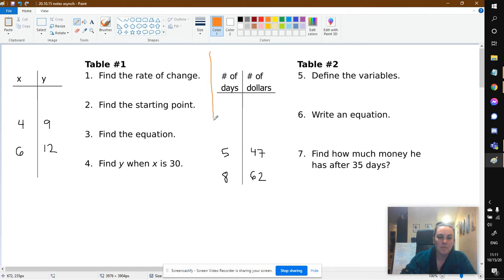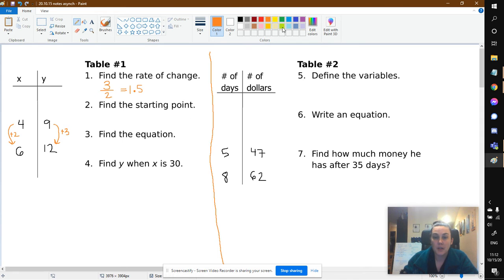So for my table 1, I've got these numbers. Find the rate of change, find the starting point, find the equation, and find y when x is 30. Here's how I would do it. The rate of change, I'm going to say I went from 4 to 6, which was plus 2. I went from 9 to 12, which was plus 3. So my rate of change is always the change in y divided by the change in x. I could also write this as 1.5. I prefer 3 halves, but it's kind of whatever.